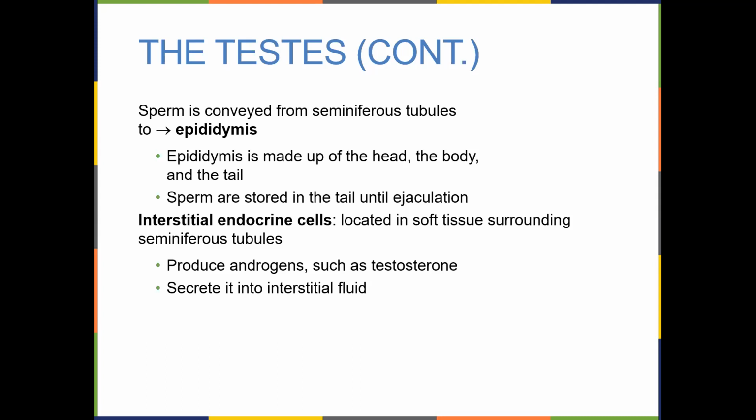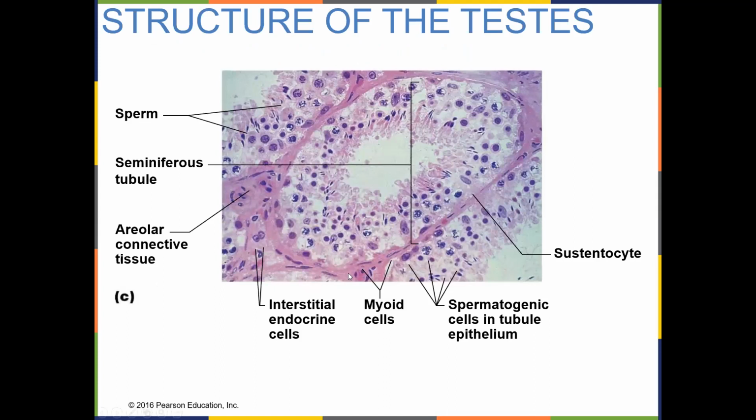Surrounding the seminiferous tubules are what we call the interstitial endocrine cells. They're going to produce testosterone, and they're going to secrete that into the interstitial fluid around all the cells. These cells here, this is a seminiferous tubule that you see right here in the center.